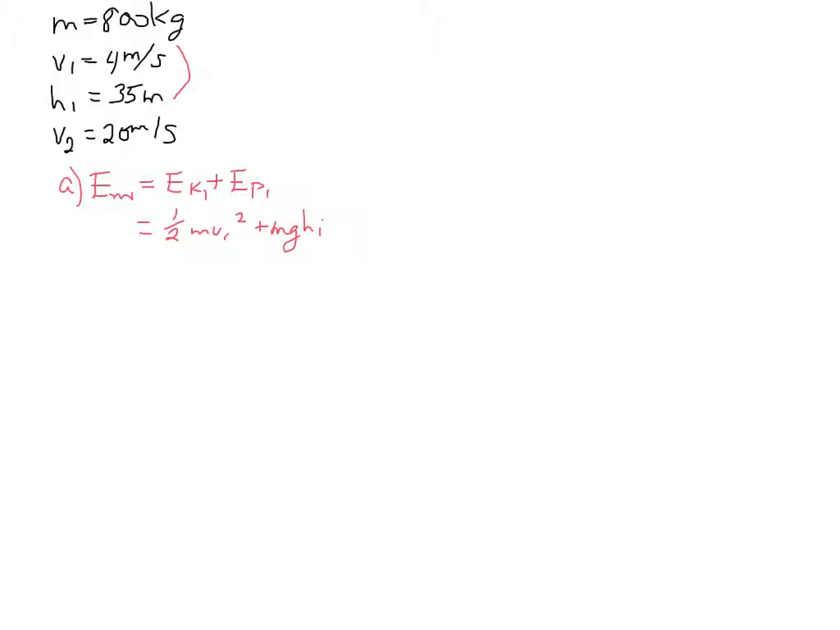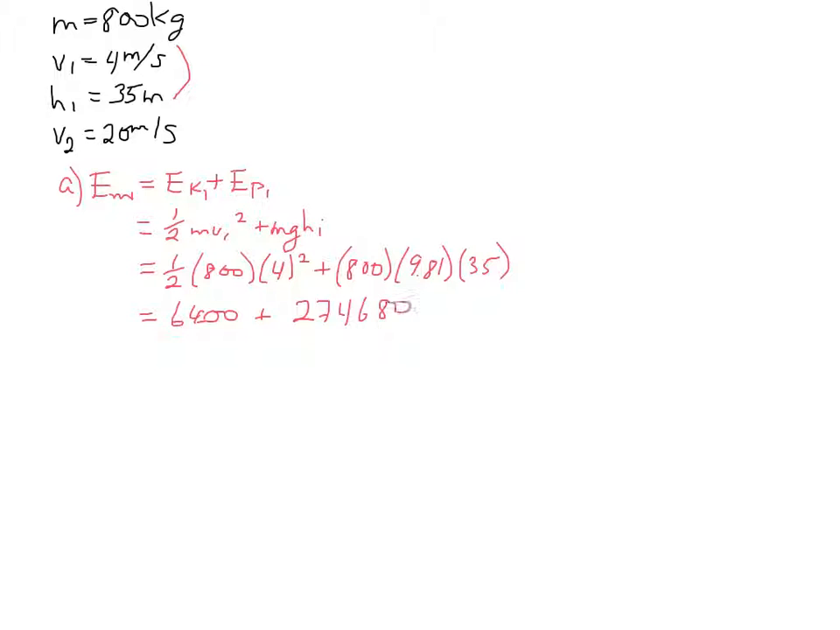Then we can put in all of our numbers. When we multiply these all together, we have 6,400 for our kinetic energy, and we have 274,680 for our gravitational potential. When we add those together, we get 2.81 times 10 to the 5 joules.